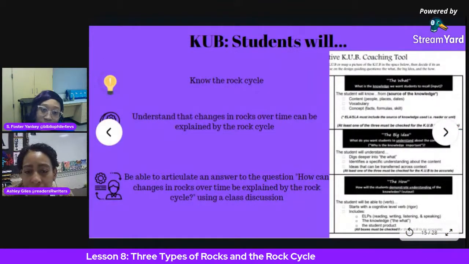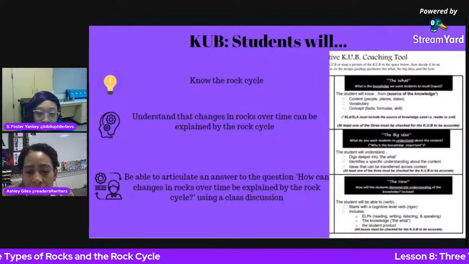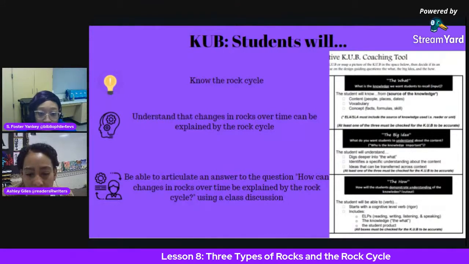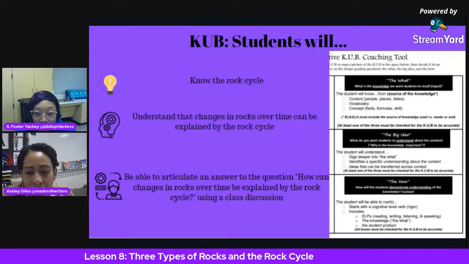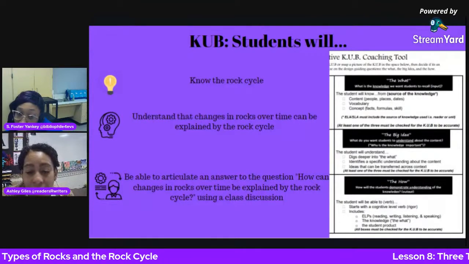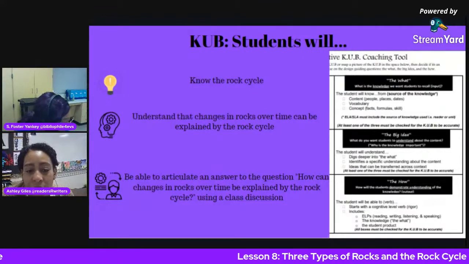So the KUB is students will know the rock cycle. They will understand that changes in rocks over time can be explained by the rock cycle, and they will be able to articulate an answer to the question, how can changes in rocks over time be explained by the rock cycle, using a class discussion. Yeah, I love it. I feel like now I should change that to using activity page.